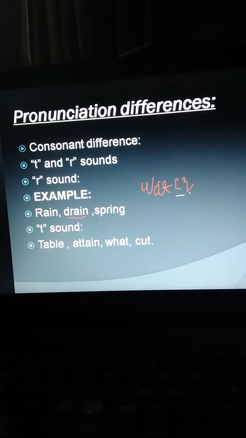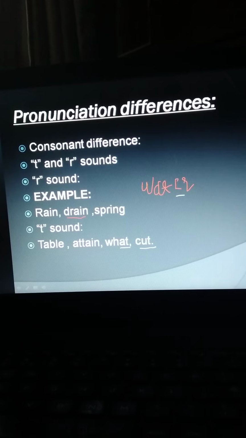Whenever the T sound comes in the final position of any word, they tend to drop it, like in what and cut. They tend to drop the T sound. They do not pronounce the T sound in what. They tend to drop it, like what and cut.